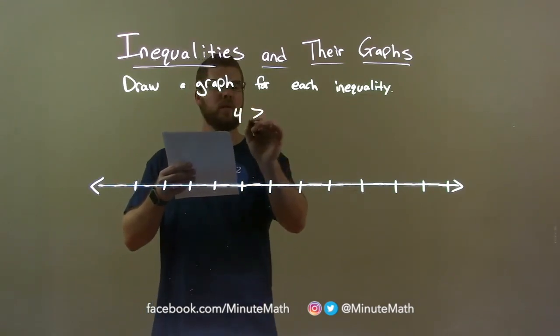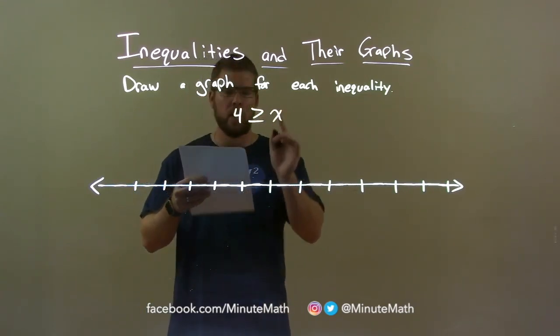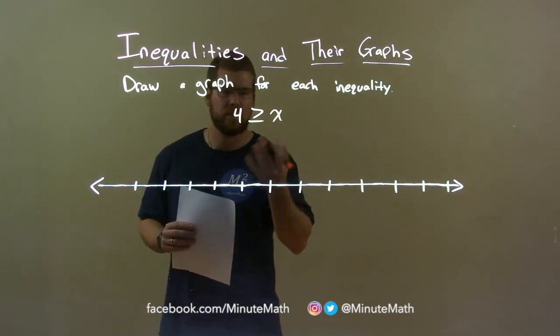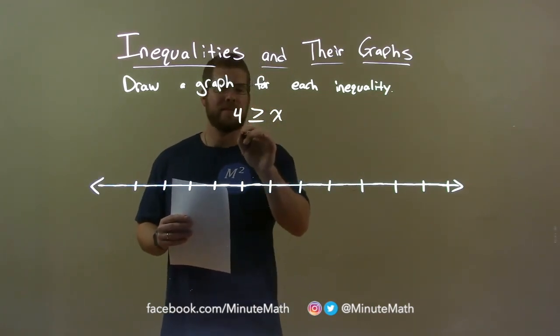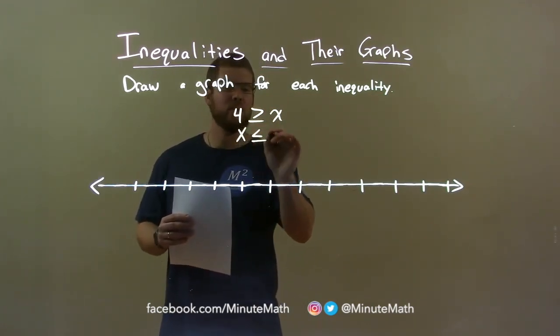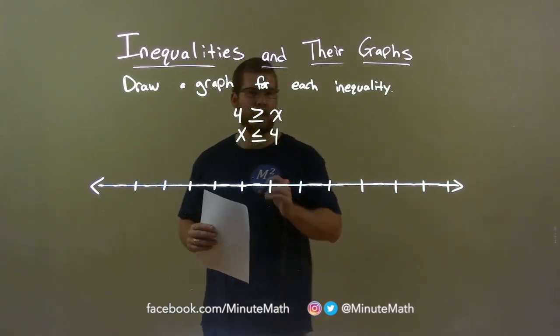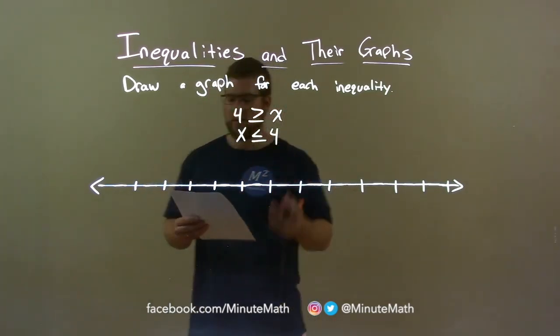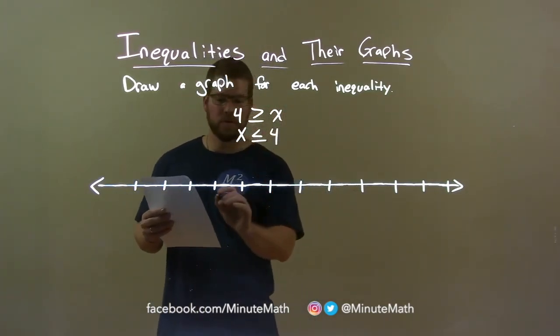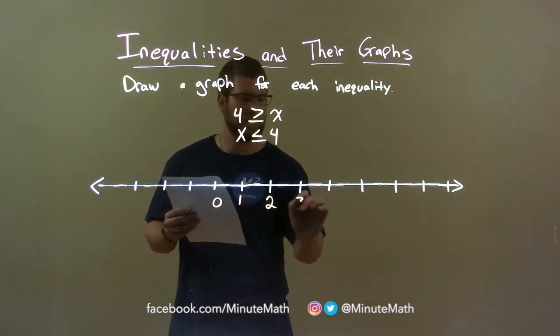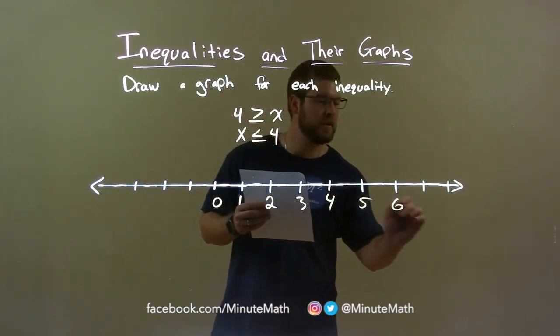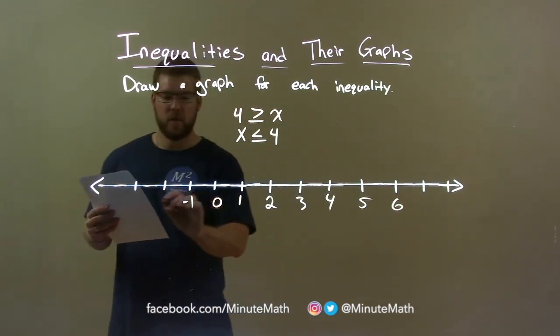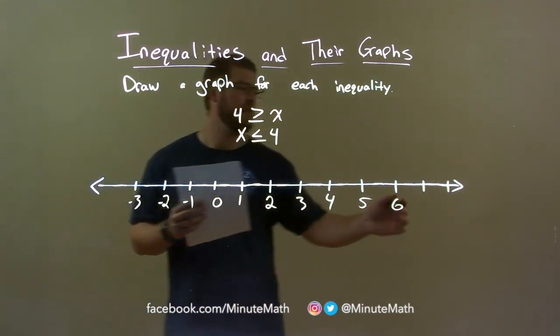4 is greater than or equal to x. First thing I like to do is flip this to have the variable come first. That's the same thing as saying x is less than or equal to 4. I find that easier to use. Now, let's make a little number line here. Make sure we encompass 4. So we have 0, 1, 2, 3, 4, 5, 6, and -1, -2, -3. Let's get a 7 there.